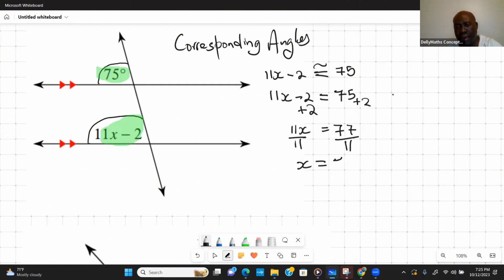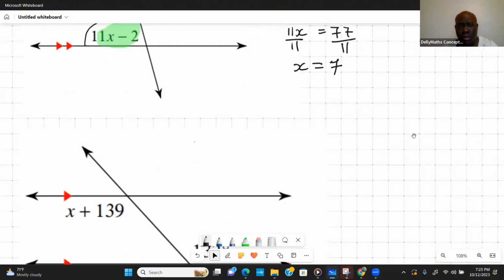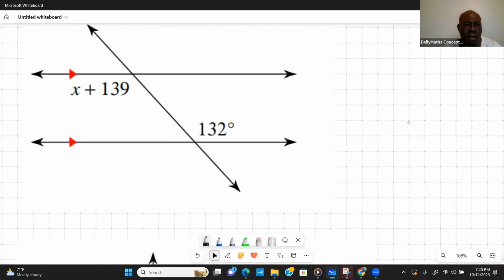X is equal to 7. So there it is. We're utilizing corresponding angles to solve a problem. Let's take a look at another problem here.